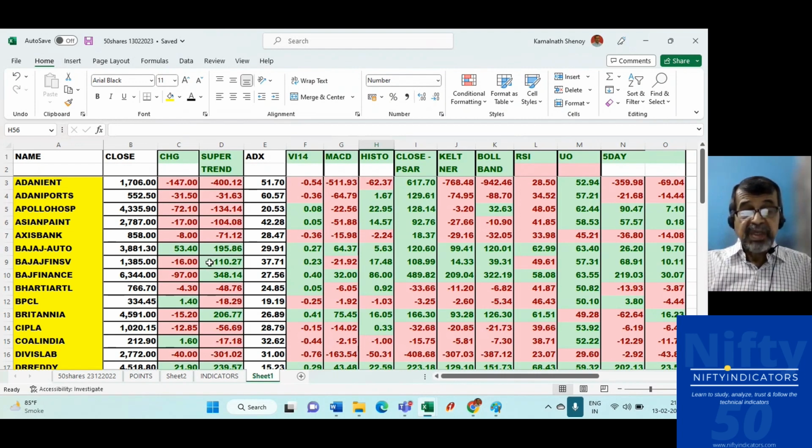For a change, once again, the Adani twins, Adani Enterprises and Adani Ports, have gone down today, and of course, SBI, Infosys and TCS have gone down today. So, let us wait for tomorrow how it goes. Let's see and take it up from there.